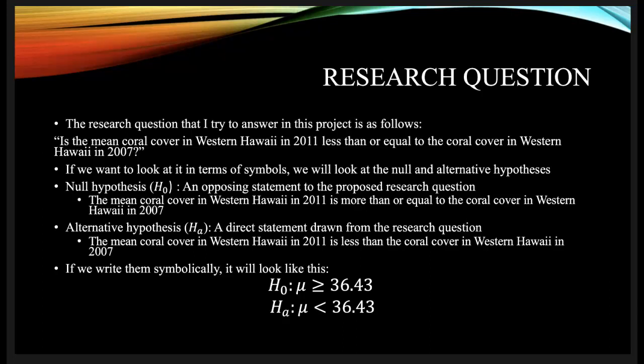My null hypothesis would then be the mean coral cover in Western Hawaii in 2011 is more than or equal to the coral cover in Western Hawaii in 2007. And my alternative hypothesis would be the mean coral cover in Western Hawaii in 2011 is less than the coral cover in Western Hawaii in 2007. If we write them symbolically, it would look like this.